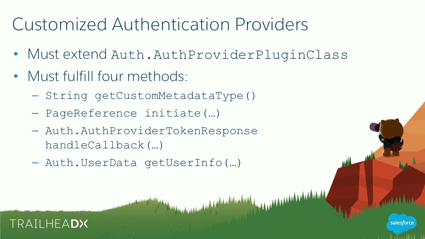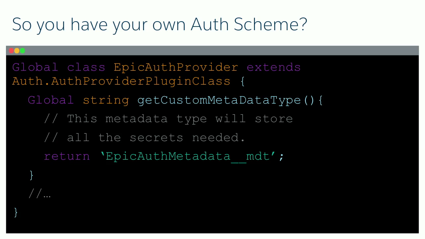If you want to write a custom authentication provider, and this is actually really more common than you would imagine, you have to extend this one class, the AuthProviderPluginClass. It's in the Auth namespace, and there are four methods that you have to fulfill, and there's a fifth one that's optional. The four here are getCustomMetadataType. You'll see why that happens in just a few minutes. We have the initiate method, which returns a PageReference. We've got a handleCallback method that returns an AuthProviderTokenResponse, and a getUserInfo method that returns user data. These are the big methods that have to be fulfilled.